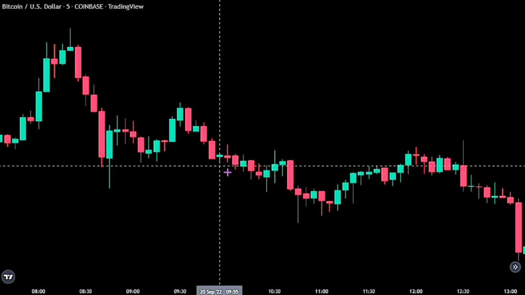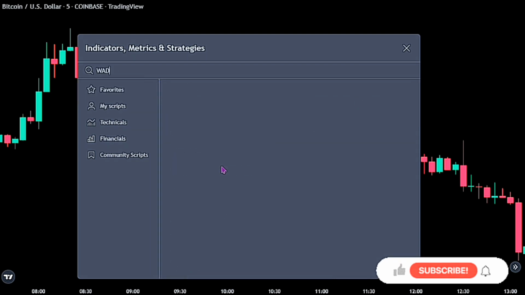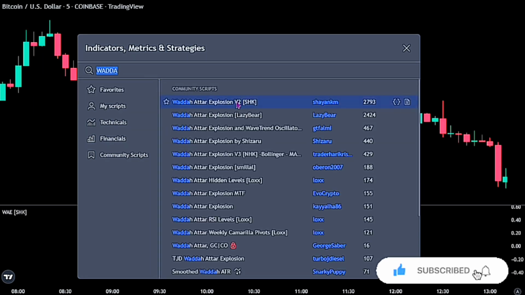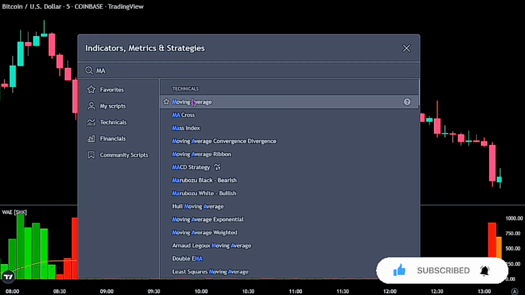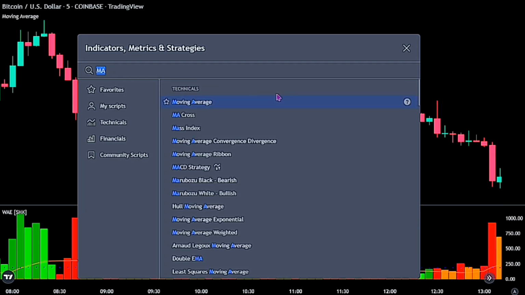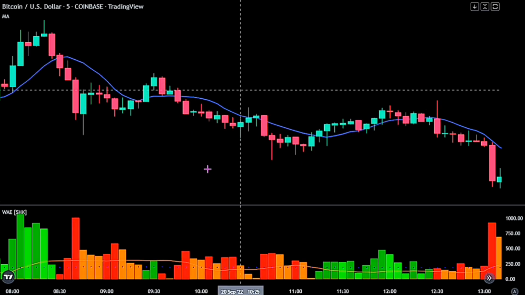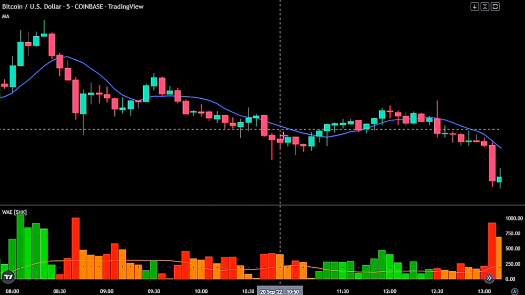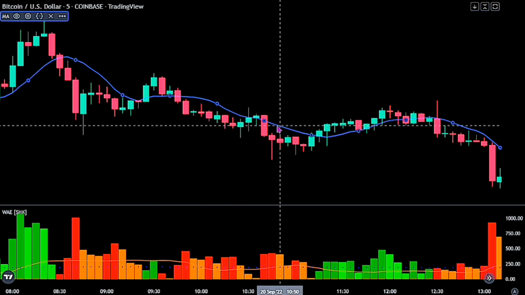Now for the second indicator for this video, we have the Waddah Attar Explosion by Heikin. But before we move on, let's add our trend detector to the chart. We would be using a simple moving average. So let us add the moving average as our main indicator, as we would be testing out the filter indicator on a buy and sell signal from the moving average. We would adjust the moving average, as we would be changing the length to 18.